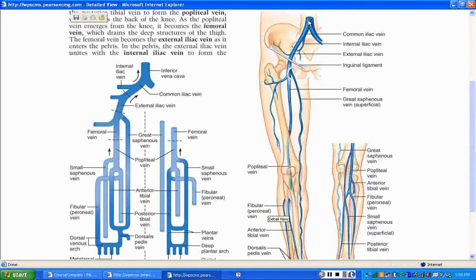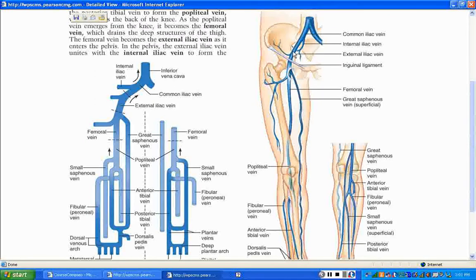What is this? Good. It's going to the bottom of the heart. It's the inferior vena cava. Where it splits, this is going to sound awful familiar. Common iliacs. Where the first branch comes off, the common becomes the external, and that little first branch is the internal.